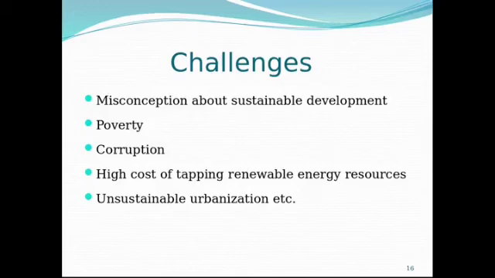Next one is unsustainable urbanization. Development of urban areas must take place in a proper manner by protecting the environment. So these are some of the major challenges of sustainable development. These challenges should be overcome by us in order to have proper sustainable development.